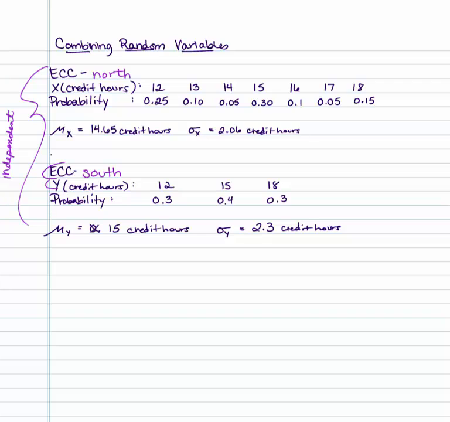And notice I'm only putting 12, 15, and 18 because, just for our example, ECC South only offers 3 credit courses. And we're only talking about full-time students, so 12, 15, and 18 were our parameters. And the probability is given below. I'm also giving you the mean and the standard deviation. So restart this in a minute when you have copied this down.